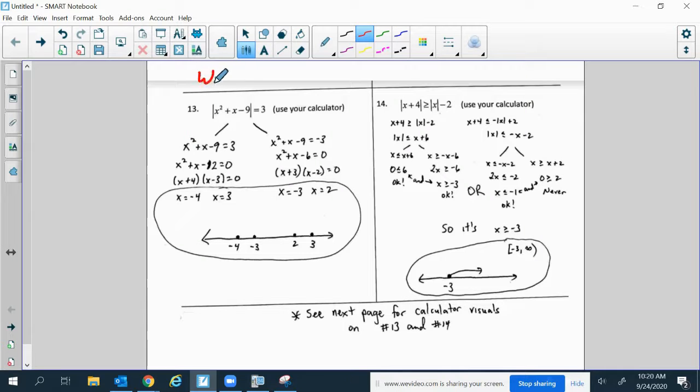Problems 13 and 14 on worksheet 7. So these problems are a little bit harder than anything that we will be asking you to do on the test, but they're really important for understanding what's happening in these problems.